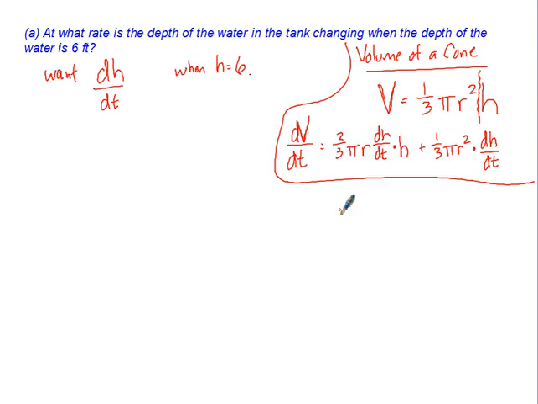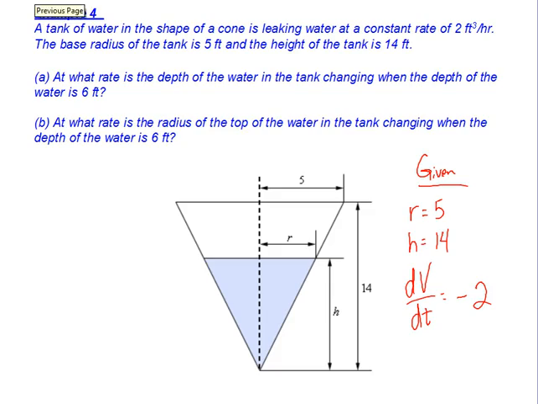So I do not know R, and I do not know dr/dt. I could figure out R by using, let's go back, what shapes do I have here? I actually have the triangles. Right? So cones are triangles. So I'm going to use similar triangles here. Does everybody agree that they are similar triangles? How do I know? Well, they have the same angles, so they are similar triangles.